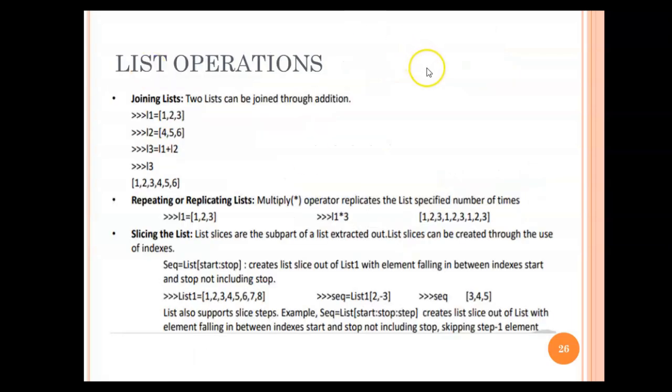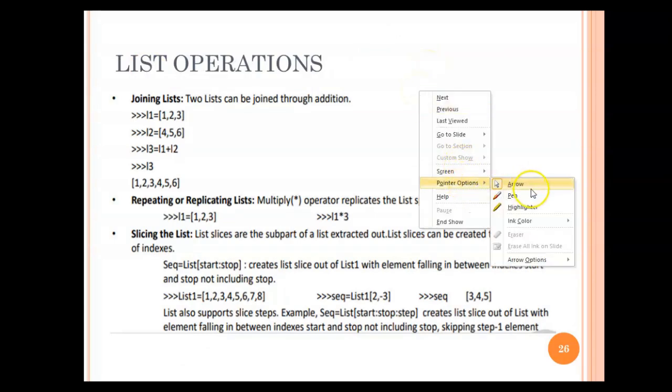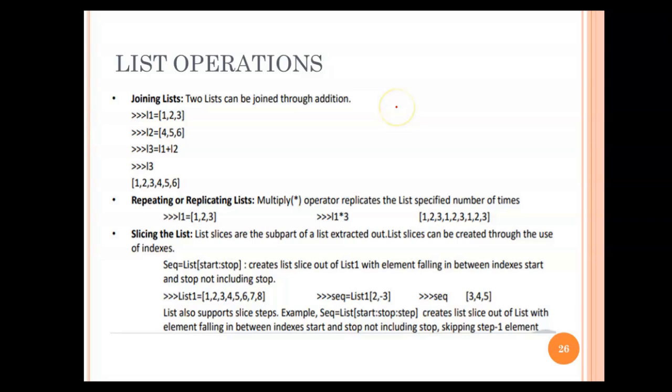Now moving to the next thing, we have the list operations. Different types of operations are there in a list. We have joining a list. Joining is called concatenation. The concatenation is given here. You remember concatenation was given under similarity also. So yes, here we have it. Now concatenation is joining two lists.